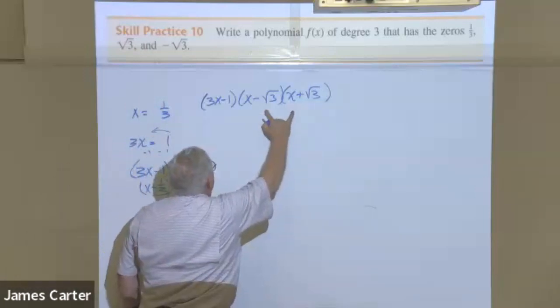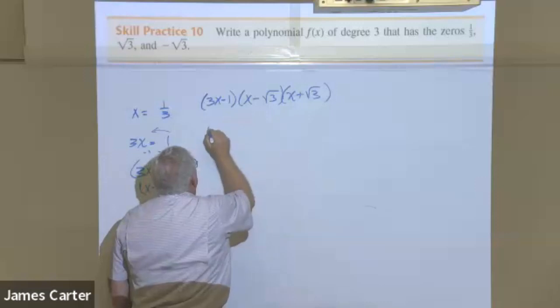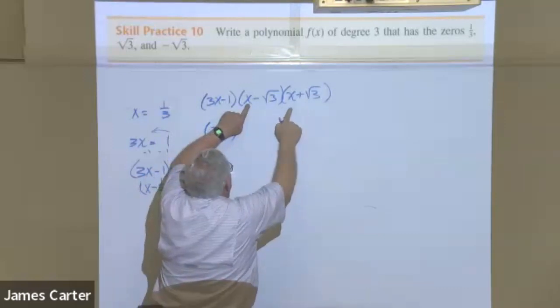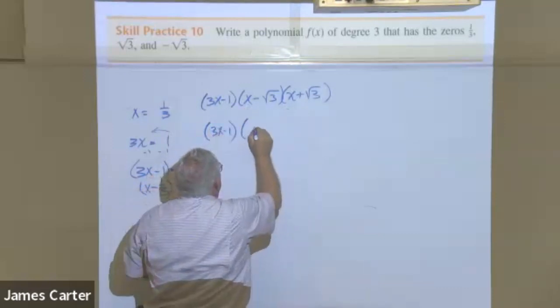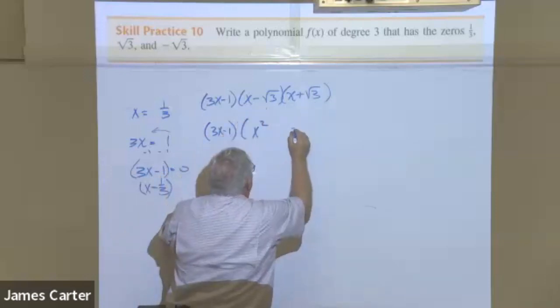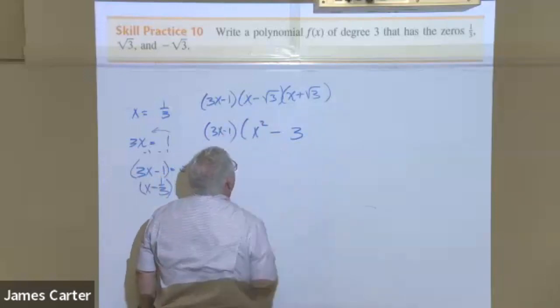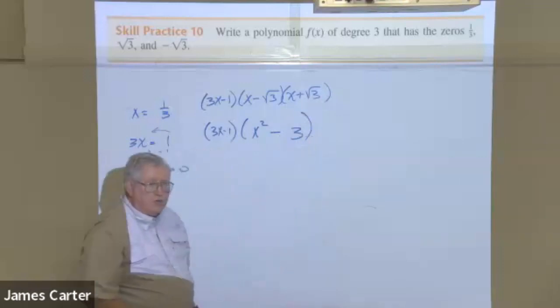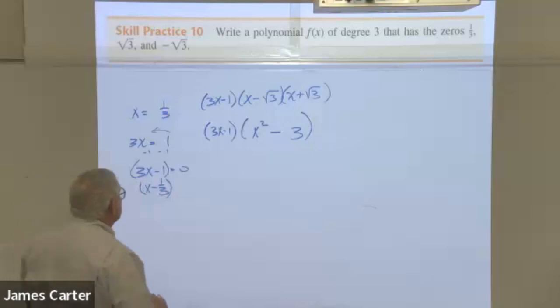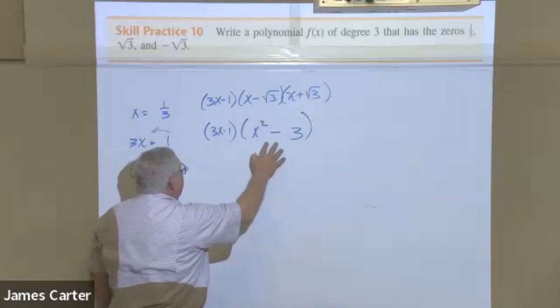Let's do these conjugates first. I'm just going to bring down the 3x minus 1. I'm going to have first term squared, x squared, last term squared, 3, with a minus between, using rule C off of my factor multiplication chart, page 10. So this piece was actually very easy.